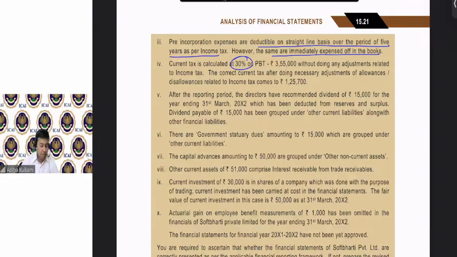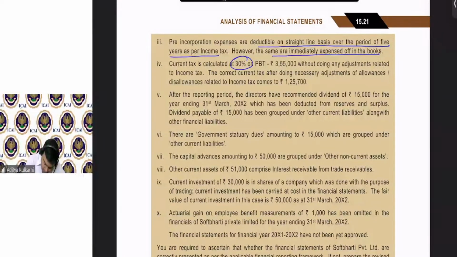Okay. So therefore, I am having pre-incorporation expenses appearing as an asset under income tax. I am amortizing it over a tenure of 5 years. But yahan pe I am not amortizing it. I am expensing it out immediately. So, ठीक है. But is this giving rise to a deferred tax implication? Answer is yes, it is giving rise to a deferred tax implication.